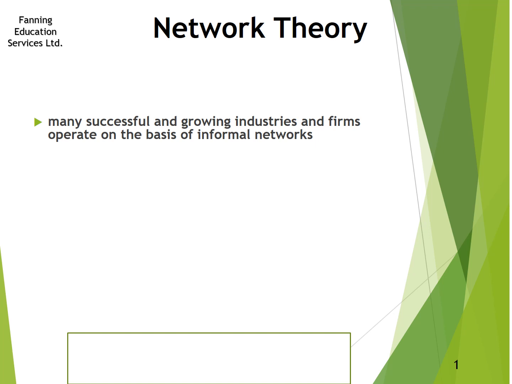This brings us now to the final one of the three external governance systems we're going to consider. There are others, so there are many of them, but we've looked at three of them. And the first one to do with network theories. Many successful and growing industries and firms operate on the basis of informal networks. In a way, it's similar to institutional theory, but institutional theory is about formal networks, formally representing institutions. This is looking at informal networks.